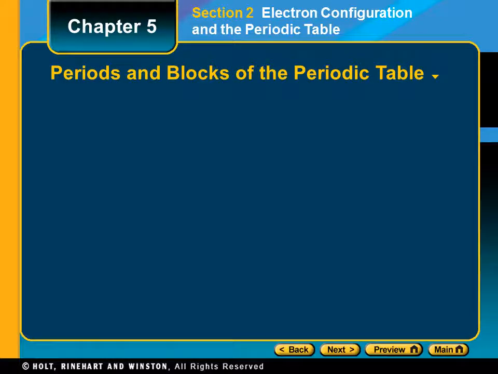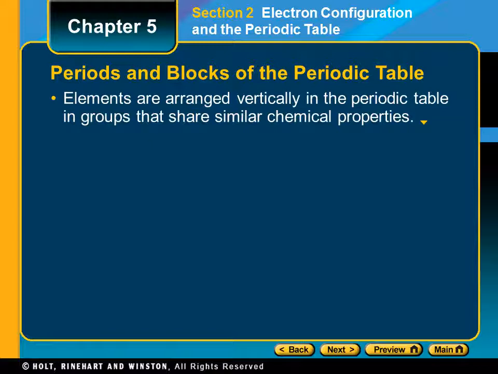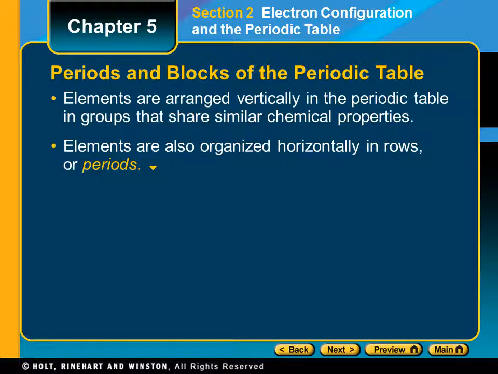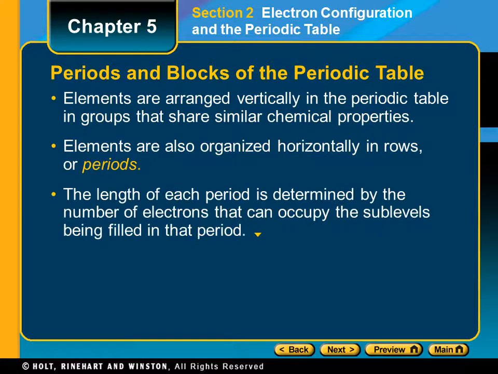All right, so let's look at periods and blocks of the periodic table. So we know that the periodic table that we use is arranged in terms of atomic number, and by doing that we get groups or families, and the elements in a group have similar properties. Okay, so let's break this down a little bit more. Elements are arranged vertically in the periodic table in groups that share chemical properties. We know that. But elements are also organized horizontally in rows. The rows are called periods. So the columns are called groups. Okay? And the rows are called periods.